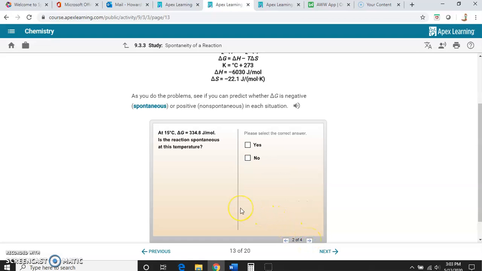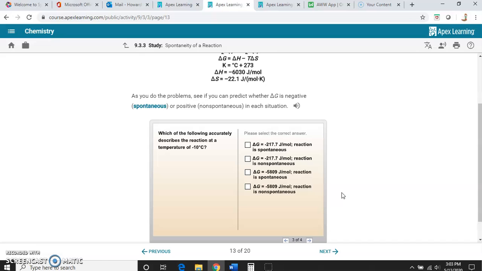Now, is this spontaneous at this temperature? A lot of times I like to remember the whole idea, and I wrote this down in my notes, is that when it's negative, it would be spontaneous. If it's positive, it's non-spontaneous. So you need to remember the difference between those two things. Well, we got a positive number, so meaning that it's going to be non-spontaneous. So is that reaction spontaneous? No. It's correct.